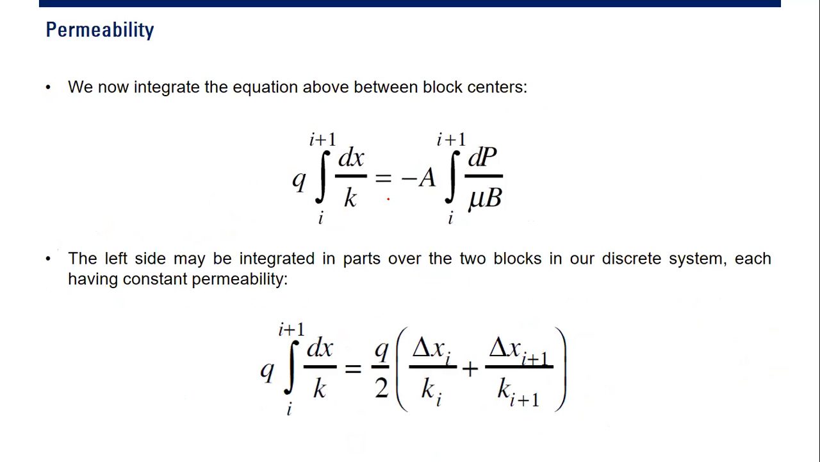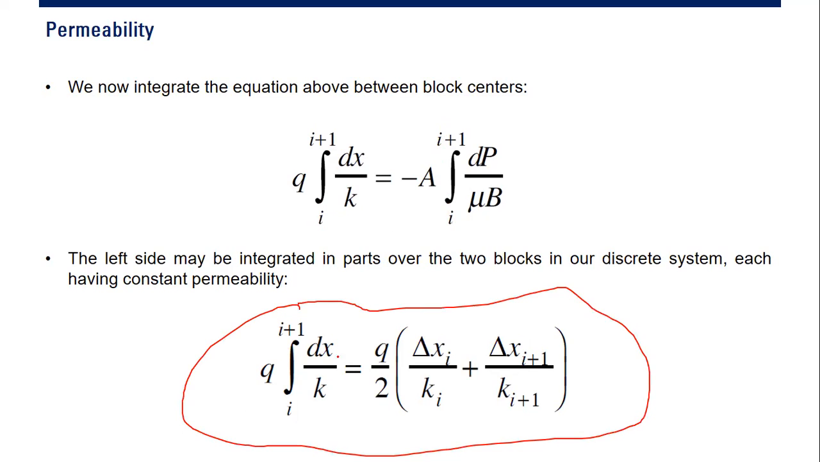Okay, do the integration. dx per K integrate from i to i plus 1, and dp per mu B integrate from i to i plus 1. So by doing the integration, the left side may be integrated in parts over the two blocks in our discrete system, each having constant permeability. Okay, so two parts. The first one is this one.